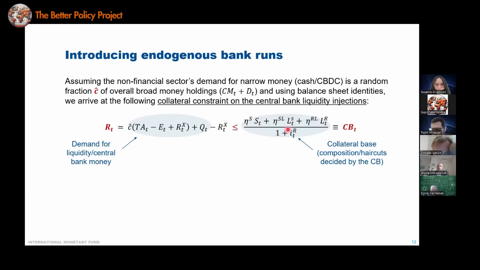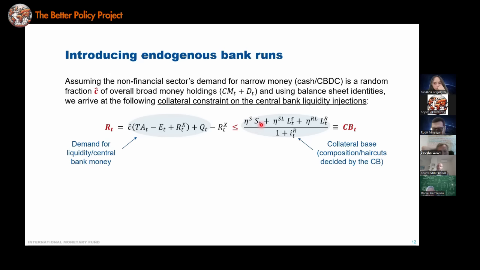What they decide on this kind of asset side composition, they can affect this inequality. Even though they cannot affect this C hat, which is random and exogenous, they can at least affect the asset composition of their balance sheet.